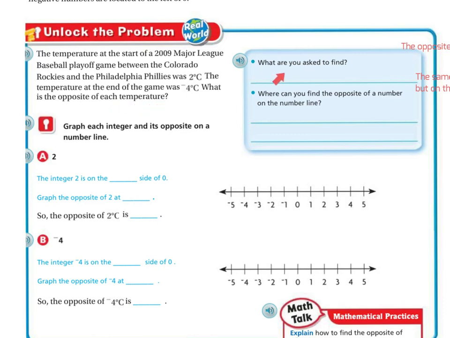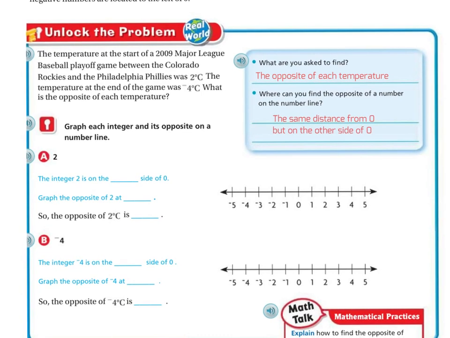Well, first, what are you asked to find? You're asked to find the opposite of each temperature. And second, where can you find the opposite of a number on the number line? Well, the same distance from 0, but on the other side. So let's graph each integer and its opposite on the number line.